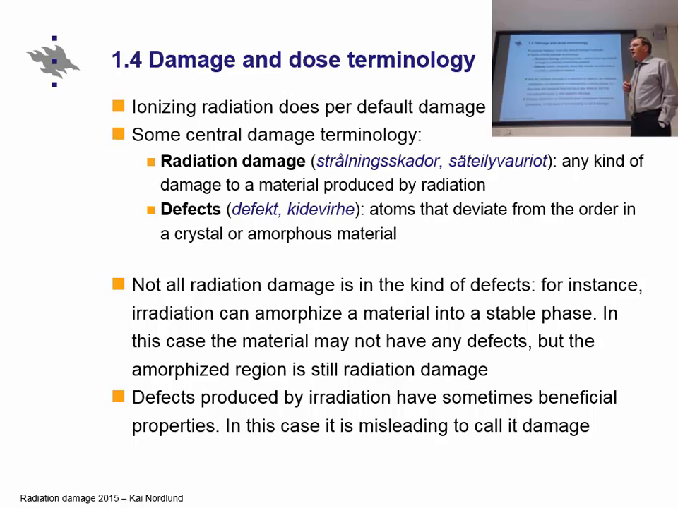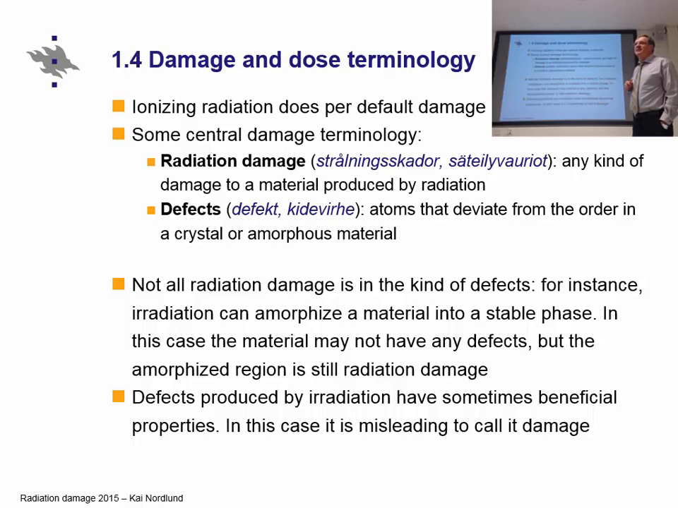Another distinction is really the phases. That is, ion radiation can often amorphize a material, and this amorphous material can be extremely stable. Like, say, amorphous silicon is at room temperature stable until the end of the universe if it's not affected by any external disturbance. So in this case, this amorphous phase may be a perfect high-quality amorphous phase, so it's not a defect in any way, but it's still radiation damage because it's produced by radiation.